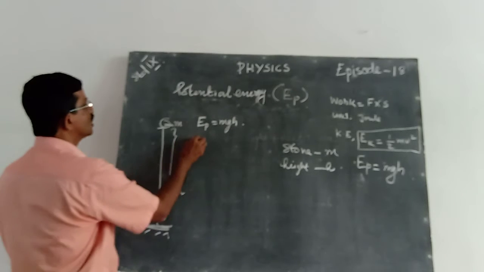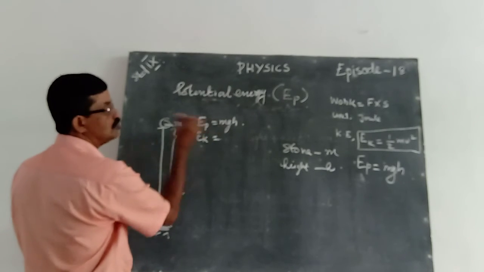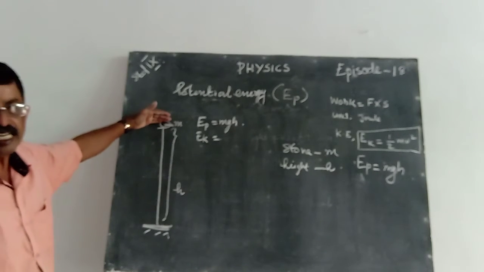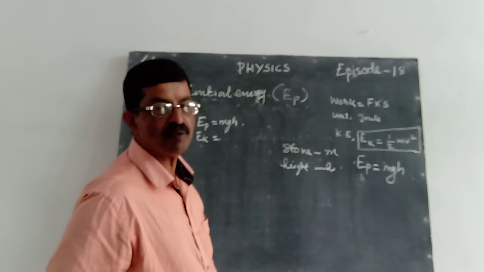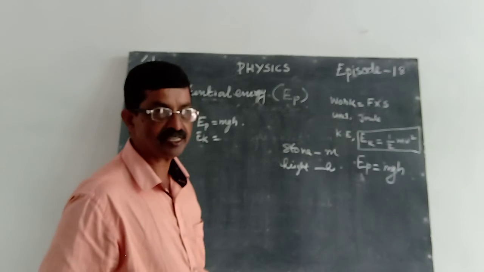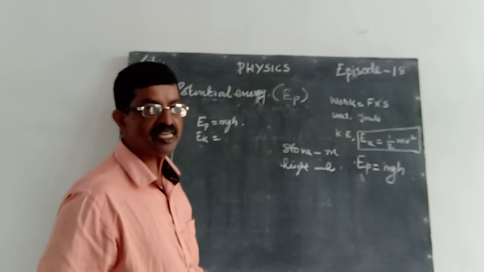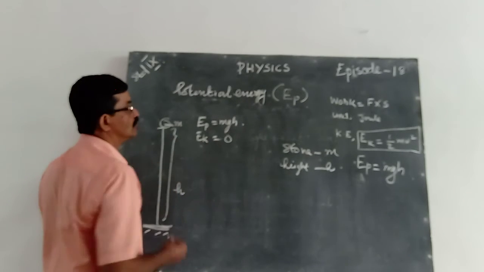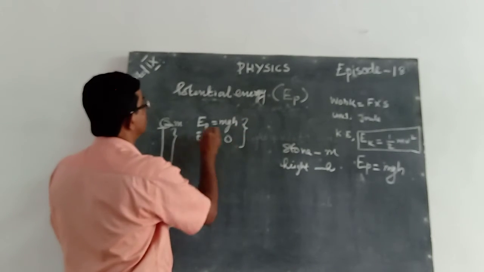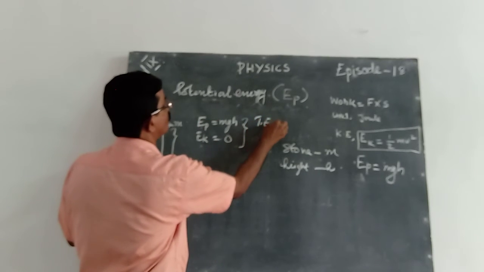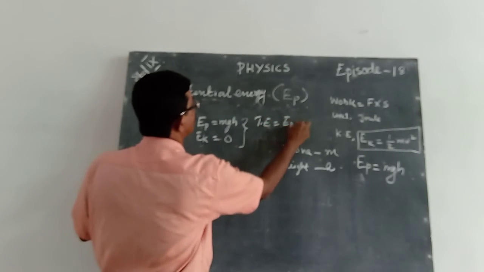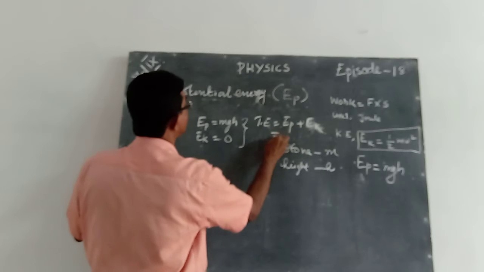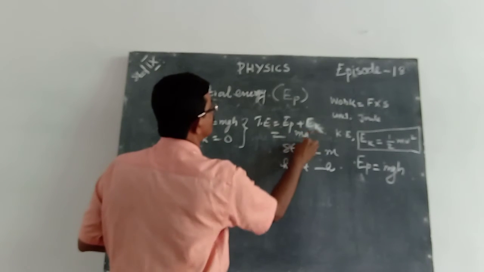And the kinetic energy here, how much? This stone is at rest here. Kinetic energy is the energy possessed by an object when it is in motion. Only a moving body possesses kinetic energy. So the kinetic energy at this point is 0. Hence the total energy is equal to EP plus EK, that is mgh plus 0, mgh.